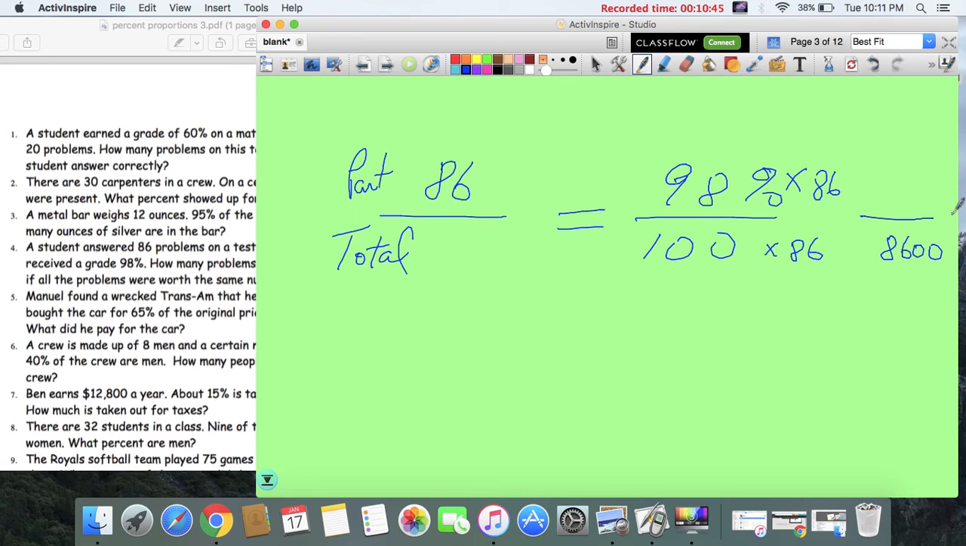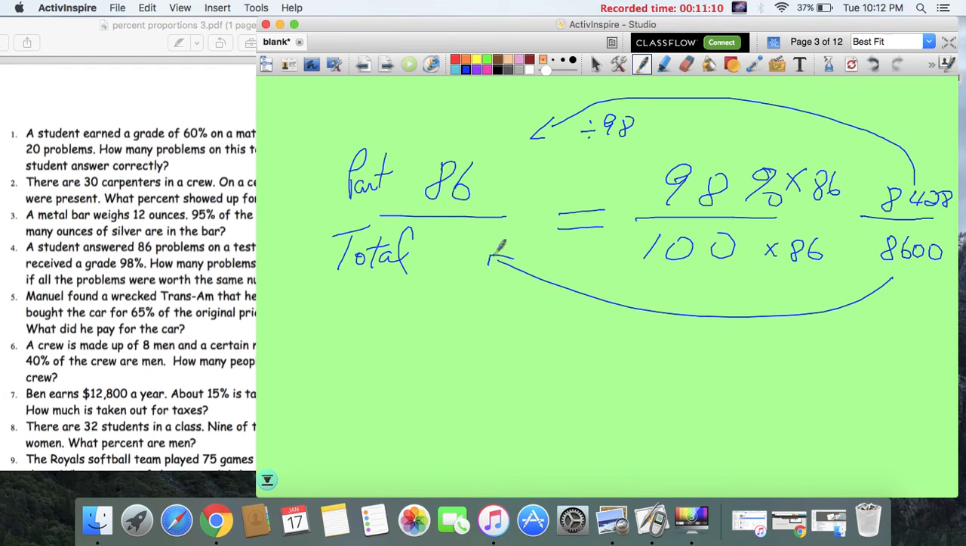I'm going to take 98 times 86, which is 8,428. Okay. Is there a relationship now from this to this? Yes, if you take 8,428 and divide it by 86, so I'm going to divide by 98, right? And here, I'm going to take that, 8,600 divided by 98, and you're going to get 87.75.